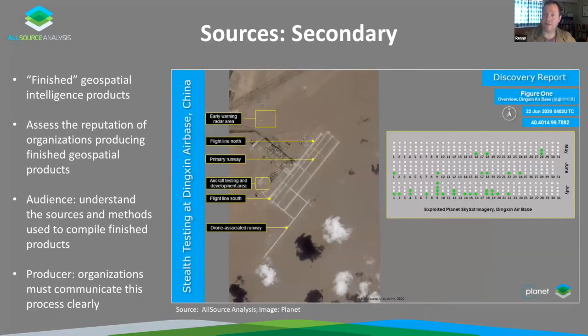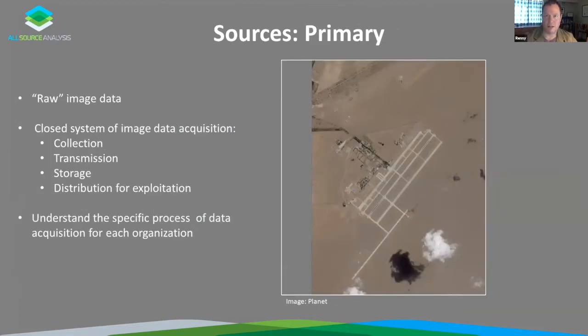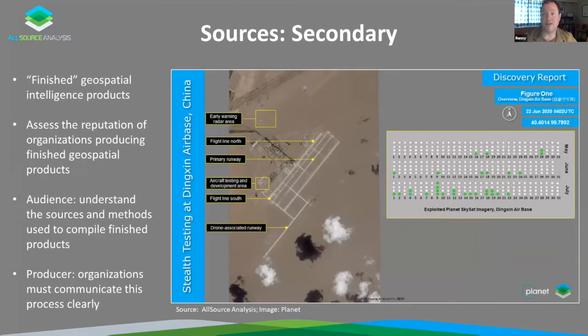That's different from secondary sources of information, where somebody, an organization or an individual, takes that primary data and then adds analysis to it. So this is usually in the form of a finished geospatial intelligence product. The example here is from AllSource, where we've taken that image that was shown here, this primary image data source, and we've added information to it.